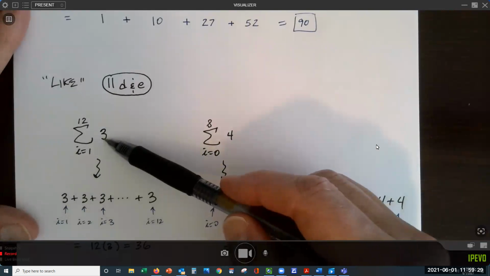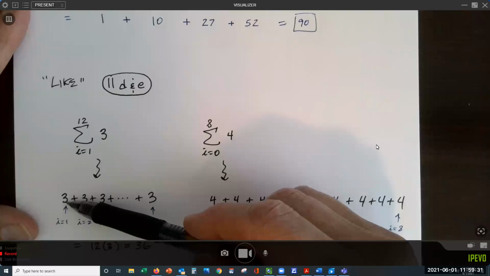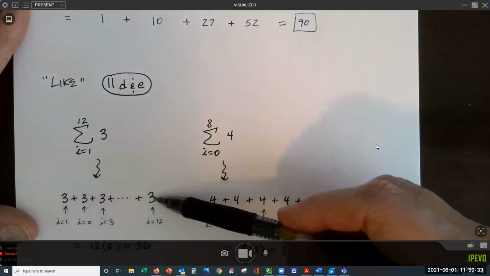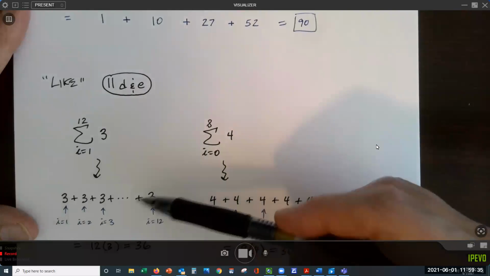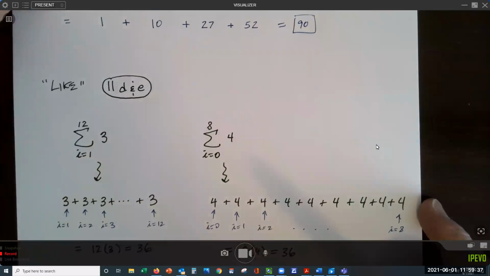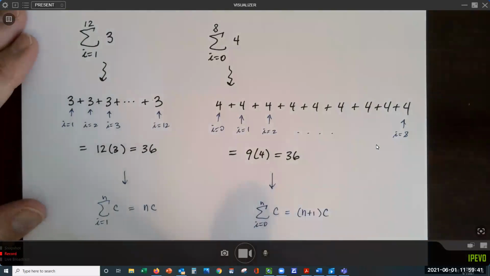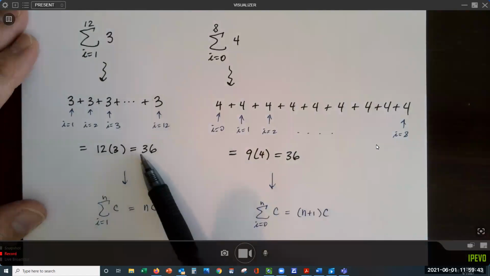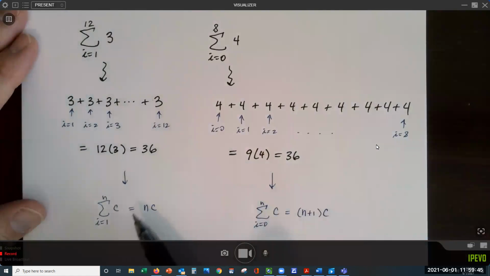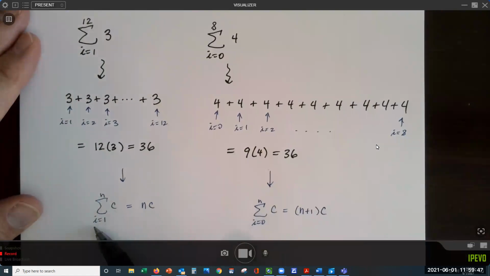You're just adding 3 up how many times? Well, i equal 1, i equal 2, i equal 3, all the way to i equal 12. There's 12 3s. So how can I add up 12 3s? Well, I can just multiply. Adding 12 3s up is 12 times 3, which is 36. And in fact, this gives us a general rule, which is true for any summation from i equal 1 to n of any constant: it's just n times that constant.